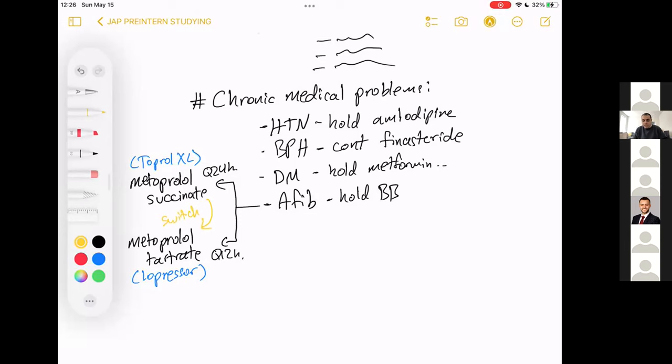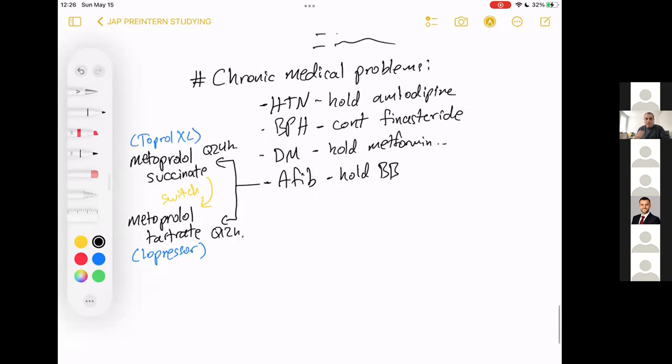Okay? But I'm mentioning this specifically because it's one of the most common medications. I didn't used to know it a lot. But you should kind of familiarize yourself with it.